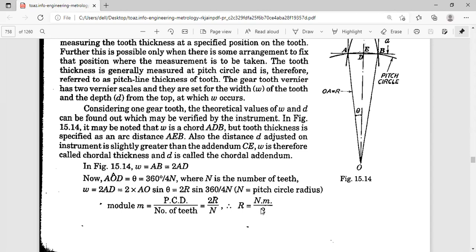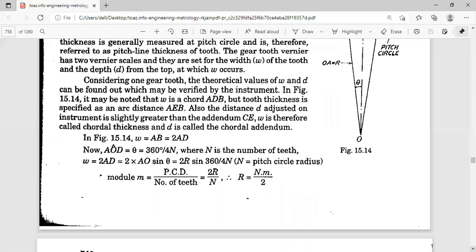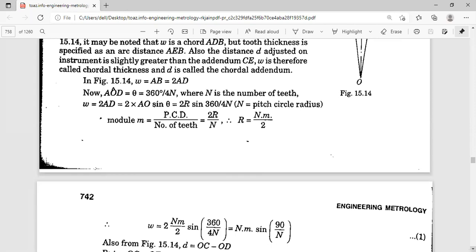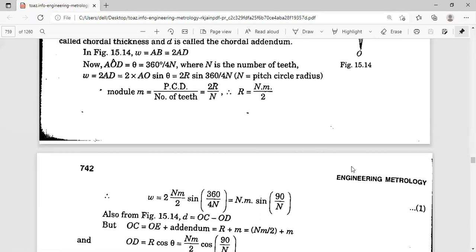So slowly try to concentrate and get acquainted with this particular definition, because it's a very important parameter of the gear to assess the quality of the gear. If the gear tooth thickness is not maintained properly, as I already told you, any parameter out of the 9 parameters can make you reject the gear. So that is very important. R is equal to nm by 2, so you substitute the value of R in W: 2 into nm by 2 into sine 360 by n.